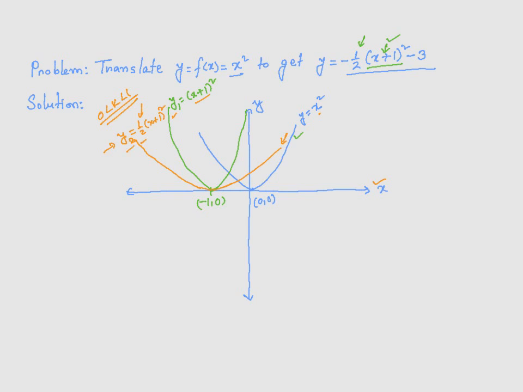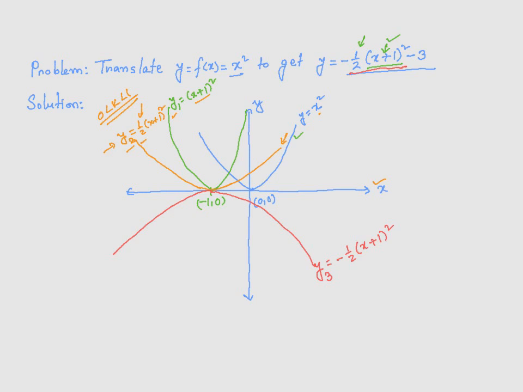Now we take this y2 and multiply it by negative 1. Let me use a different color. Multiplication by negative 1 has the effect of reflecting it about the x-axis. So my new function, let's call it y3, is going to be negative 1/2 times (x plus 1) whole squared. Now we are up to this point.